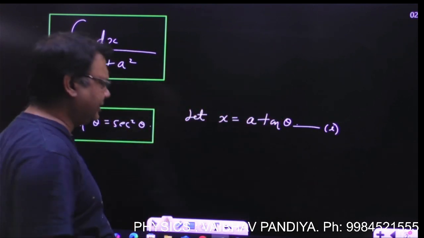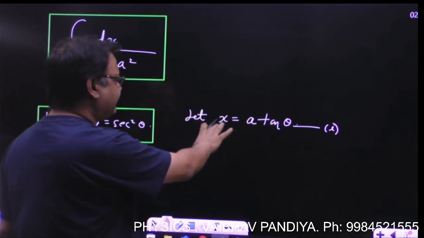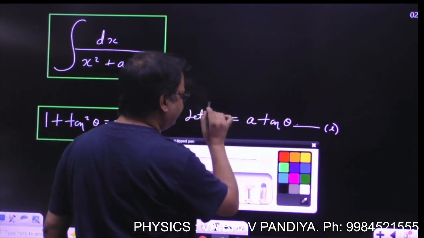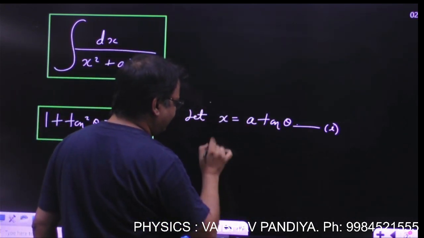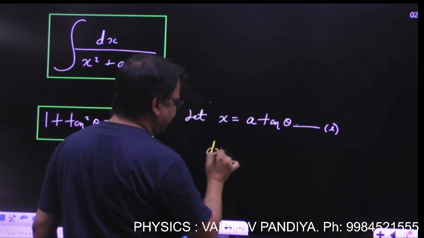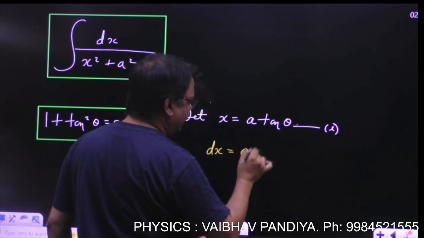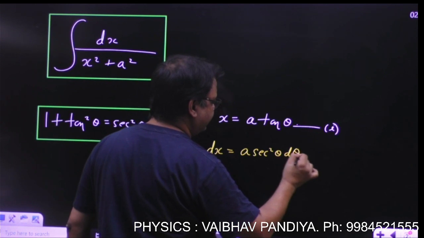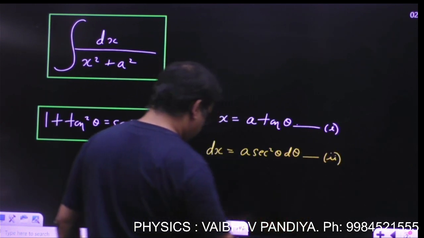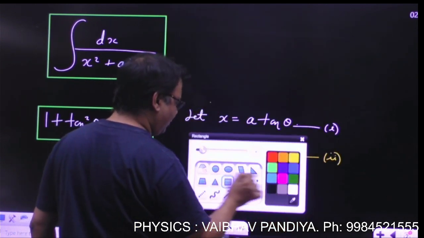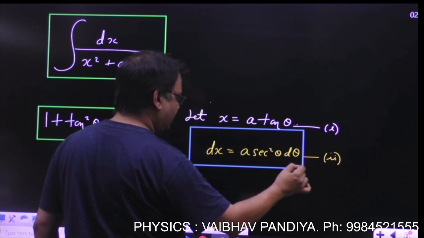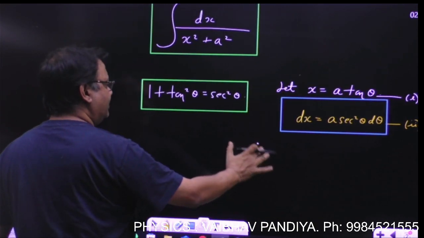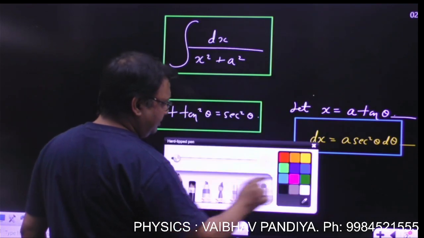Let there be some angle theta, an arbitrary angle theta, where x is such that x is equal to a tan theta. Now if you differentiate both sides, the derivative of x is 1, and with respect to x we will write dx. a will be a, the derivative of tan theta is sec square theta, and then we will write d theta. So this is the differential form. dx is equal to what? a sec square theta d theta. Got it? Now, the derivative of tan theta is how much?